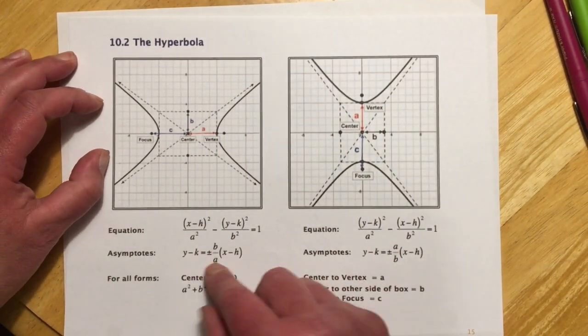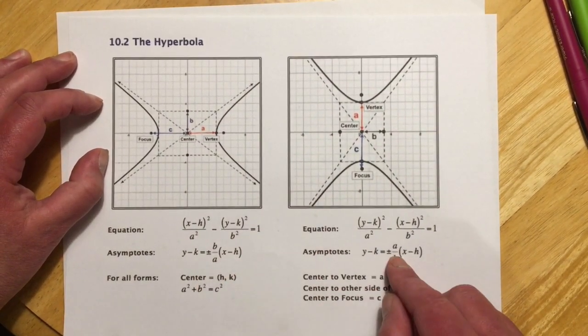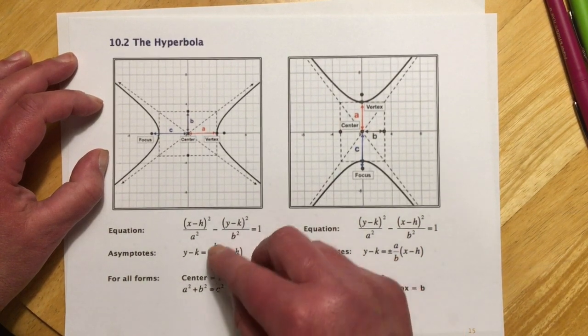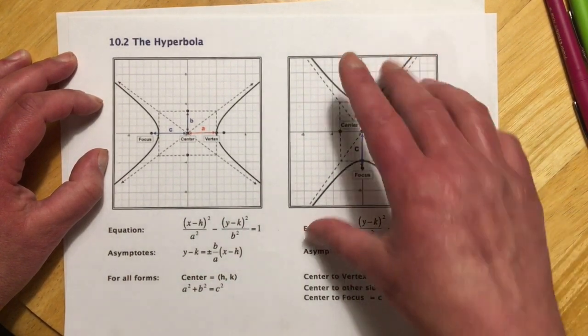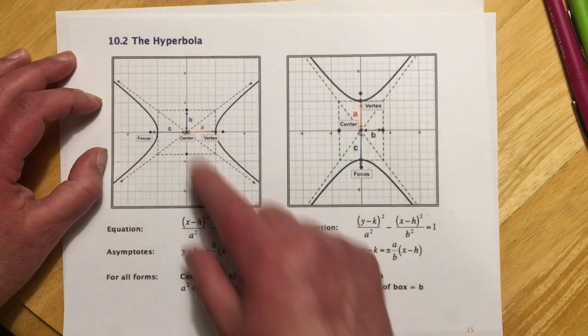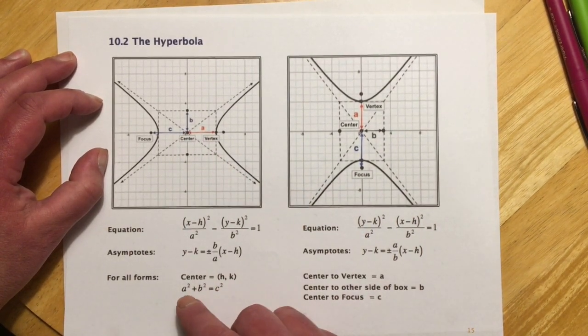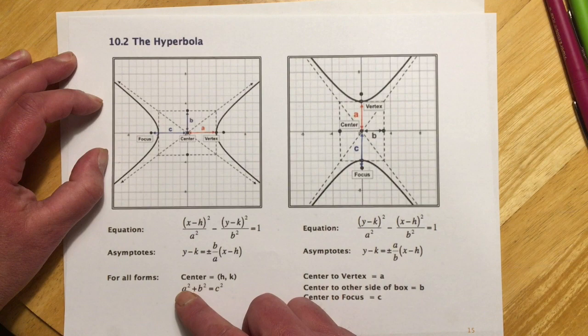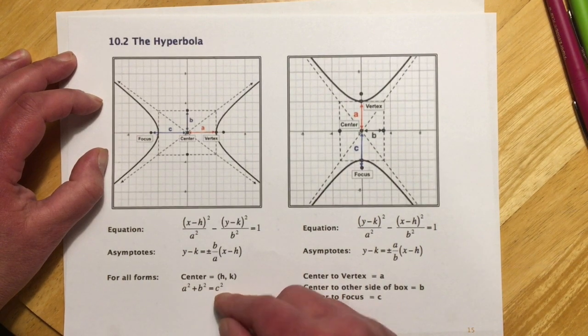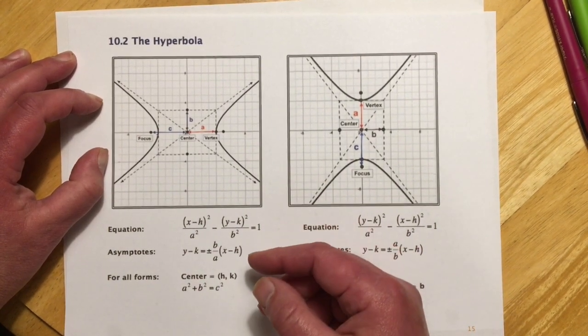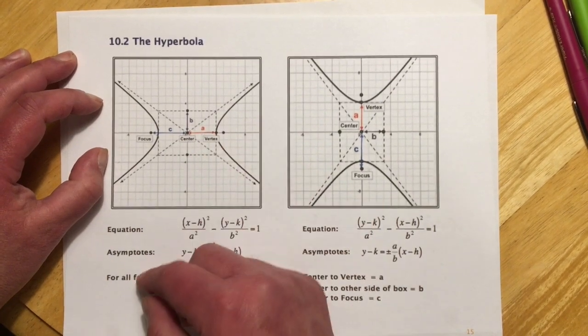The asymptotes are given by these equations. They're very similar. The only difference is b over a here and a over b here. I'll show you that with the drawing. The center, like I said, is still (h, k). And then this time it's a squared plus b squared equals c squared. And again, it's not that the Pythagorean theorem changed, it's just how they labeled it changed.